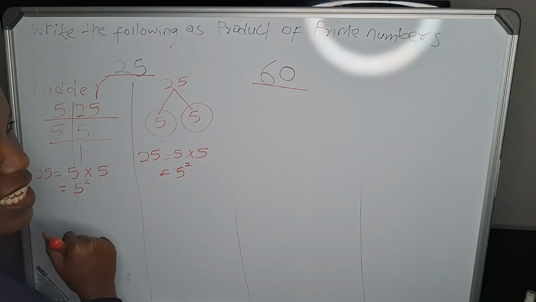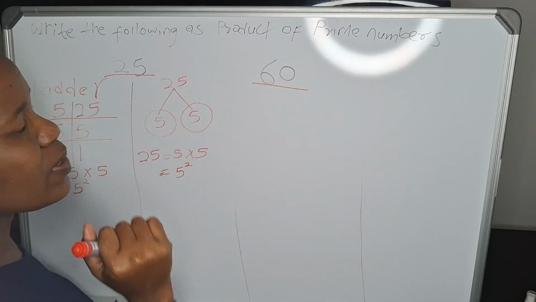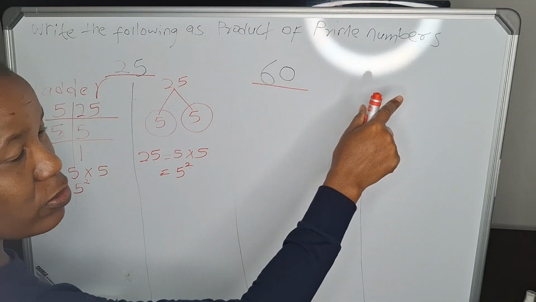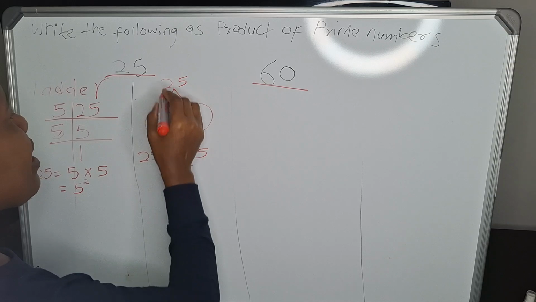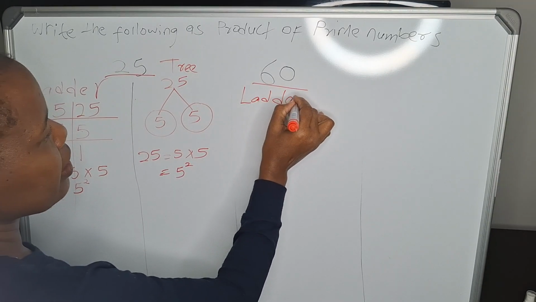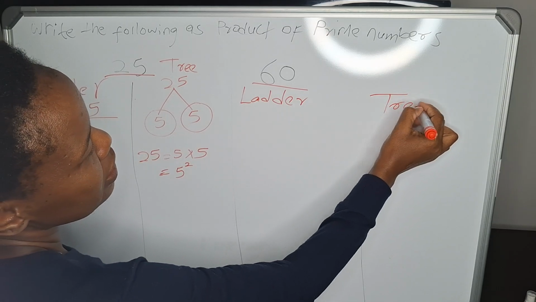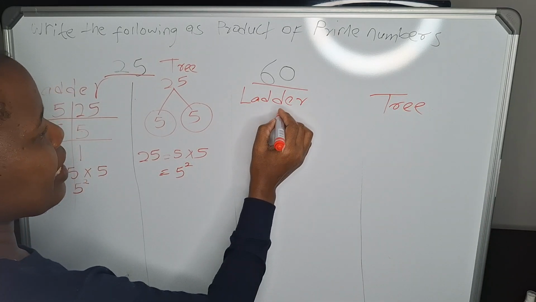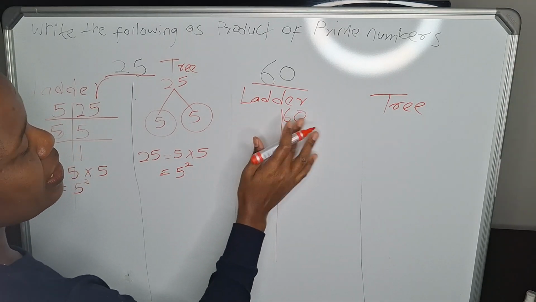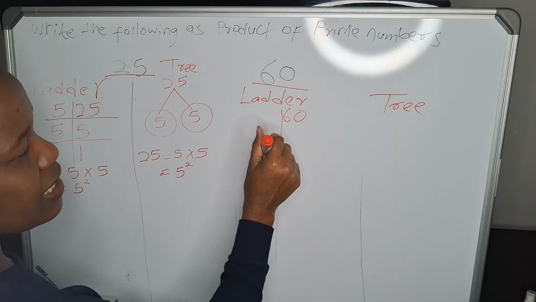Okay, so this was the easy one. Now let's look at the number 60, writing the number 60 as a product of primes. I'm going to do the ladder method here, and then I'm going to do the tree method on that side. If I start with the ladder, I'm going to draw my line, and then this is my 60 on the right. What is the lowest prime that goes into 60?